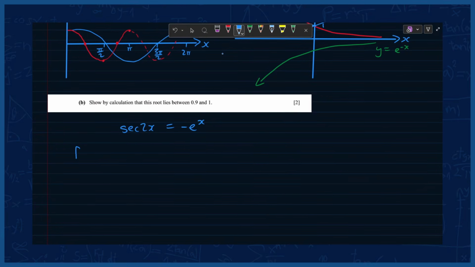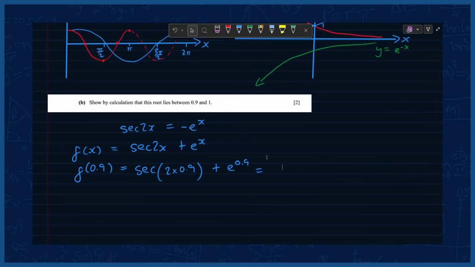So what we want to do is to create a function f of x, and this function is just going to be the result of putting all the terms we have in this equation on one side. So it's just sec 2x plus e to the x. Okay, and we want to evaluate this function at 0.9 and at 1. And if we have a sign change, then our root does indeed lie between those two values. So this is sec of 2 times your 0.9 plus e to the 0.9.